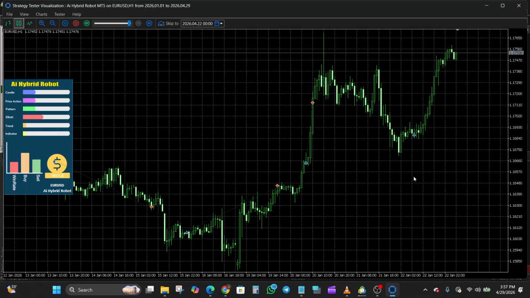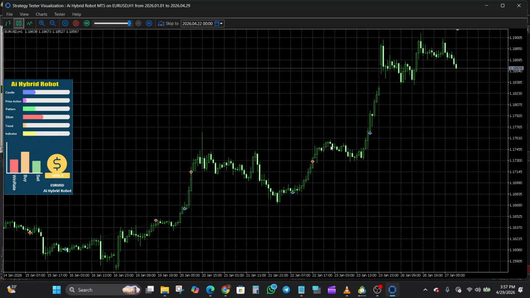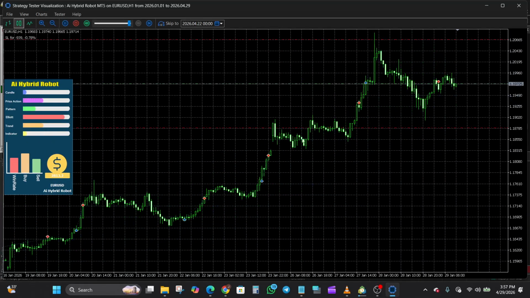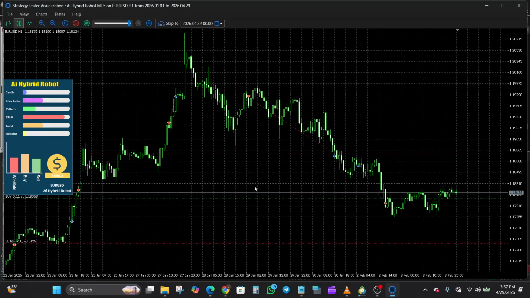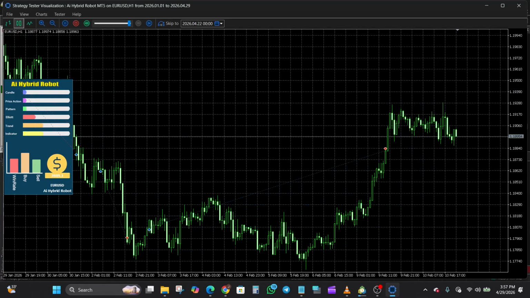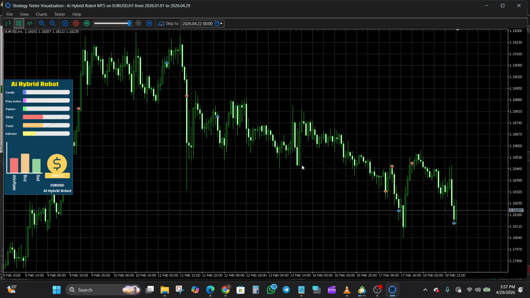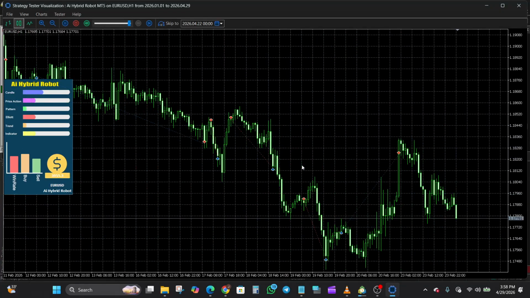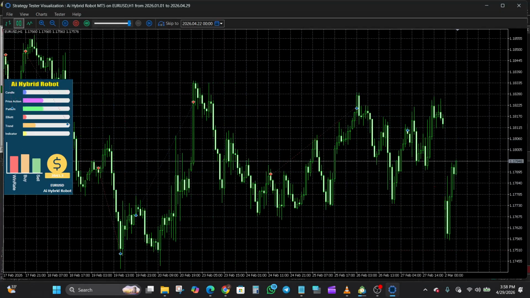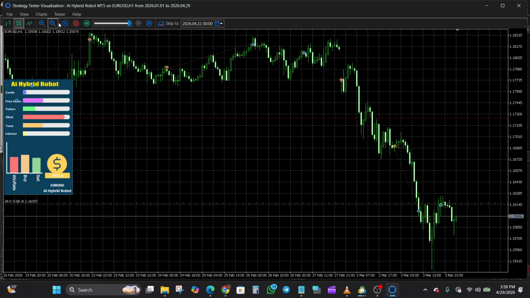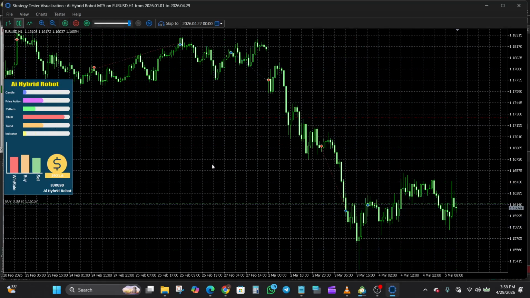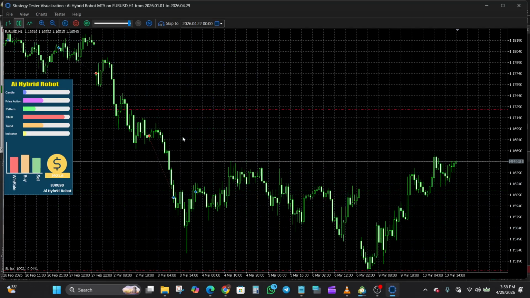You notice we already have several other trades being executed, but not immediately stacked on the first one. So this tells me that the EA is not using a grid or martingale structure. Instead, it's treating each trade more independently, possibly triggered by different strategy conditions. So you might have one trade triggered by trend alignment, and maybe another by a pattern-based setup. Let's just move forward. This is interesting.